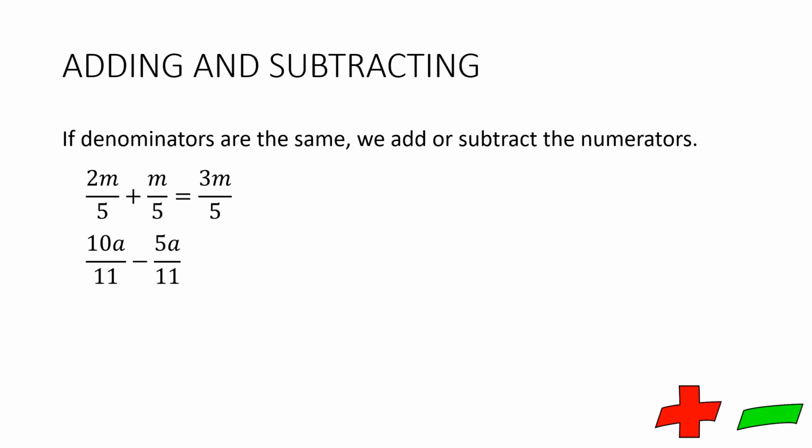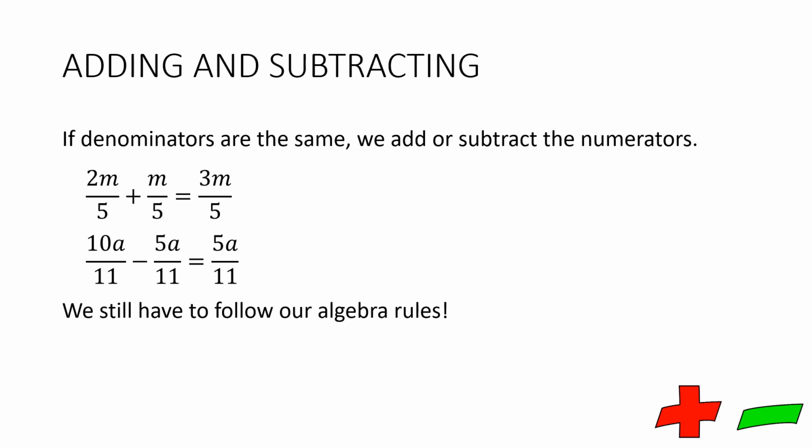How about this one? 10a divided by 11, take away 5a divided by 11. Common denominator of 11, subtract across the top. 10a take 5a is 5a. So there's our answer. We still have to follow our algebra rules though.